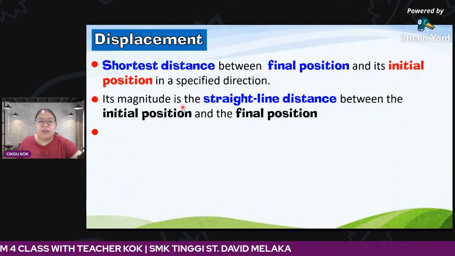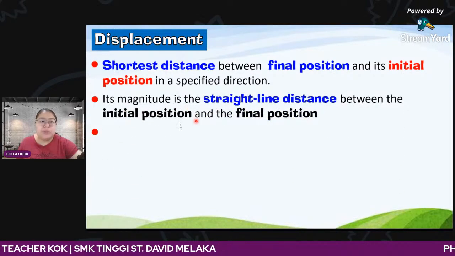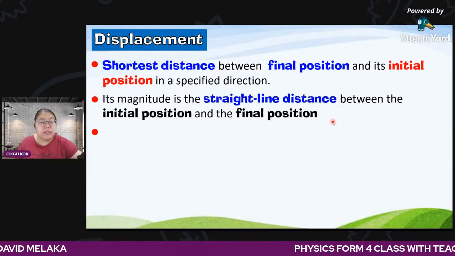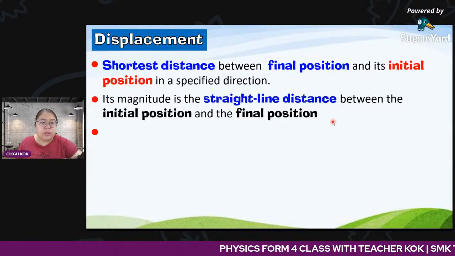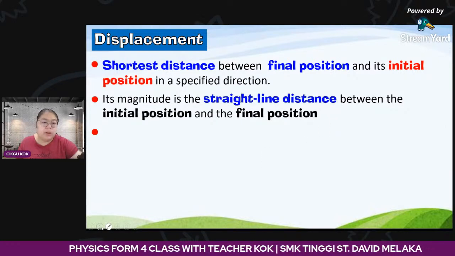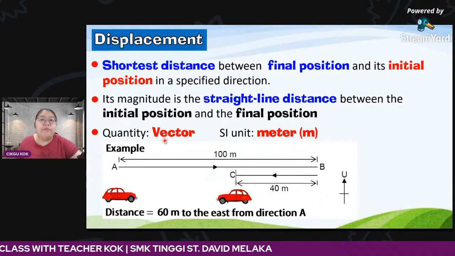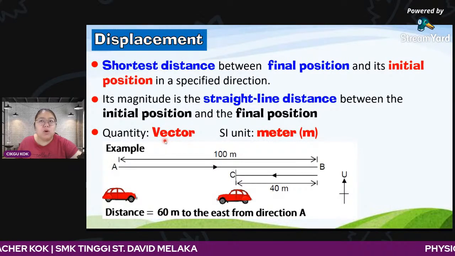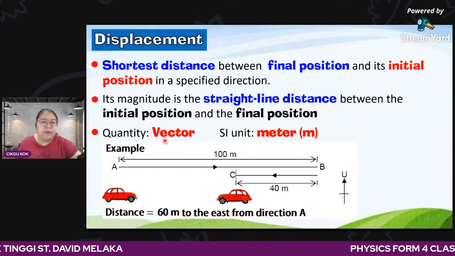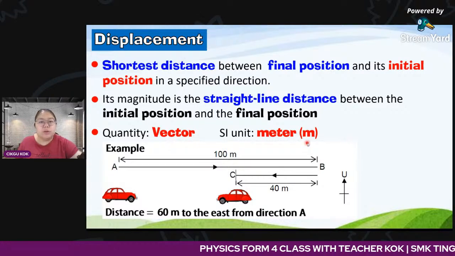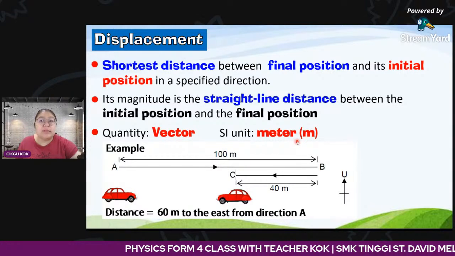Its magnitude is the straight line distance between the initial position and the final position. So it's just a straight line. You draw one straight line from the initial to the final, and that one we call displacement. And the last one, the physical quantity is a vector. That means if they go to the right and then go to the left, you need to take that as the negative direction. The SI unit is still the same, that's the meter.